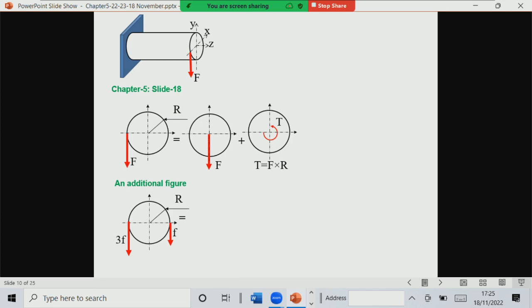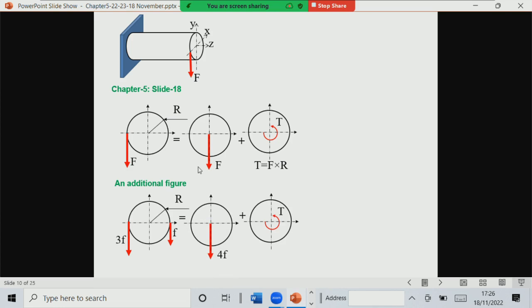Now what is the value of the torque? Is the value of the torque equal to 4F times R? Is it equal to 2F times R? I am asking again. The torque applied to this tube, is it 2F multiplied by R? Raise your hand. Or is it 4F times R? Excellent.